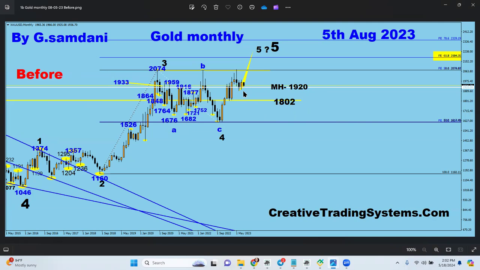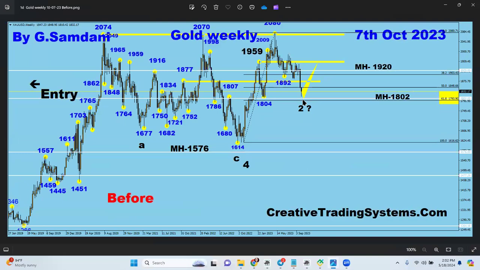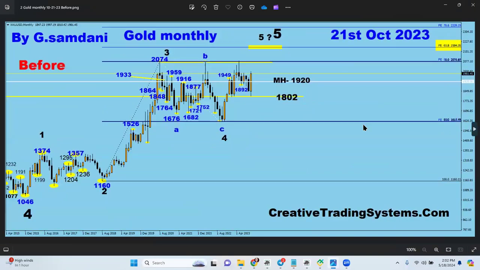It dropped below this. This is the first chart that went wrong, and it dropped a little bit below this level, right? So I said, okay, now if it is going to stay below 1959, then it's going to drop to 1802. See that? So I was pointing towards 1802. And what happened? It dropped to 1802. Right? So I said, now from here, it's going to bounce back to 1959. And what happened? Back to monthly chart. And then we went back to 1959 here.